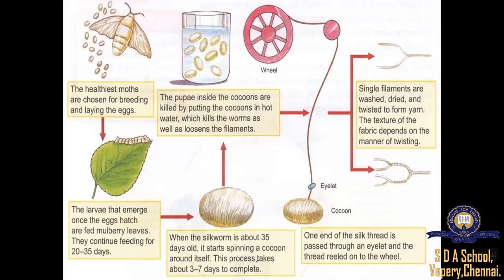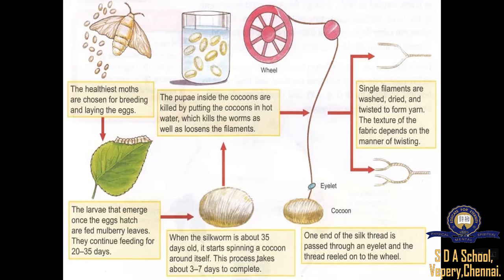They feed on mulberry leaves until the worms are fully grown. When the worms are fully grown, they build their own protective covering, which is called a cocoon. When the silkworm is about 35 days old, it starts spinning a cocoon around itself. It will take 3 to 7 days to complete the spinning of the cocoon.